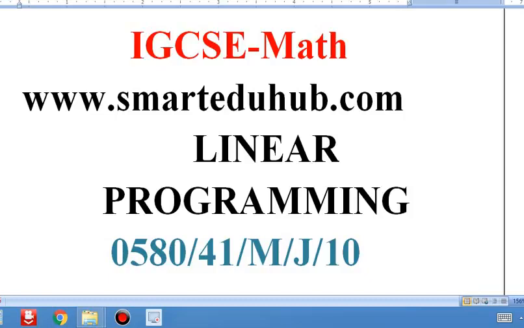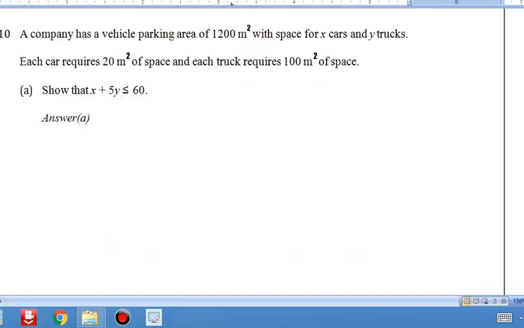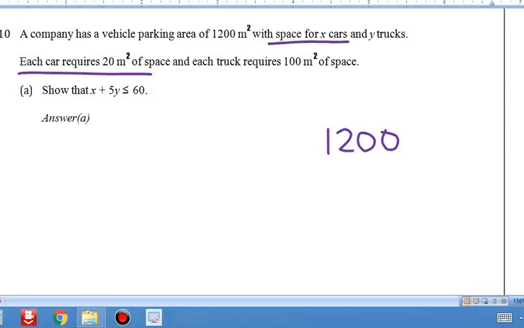This question on linear programming has been taken from May 2010, paper 4-1, paper code 0580. As mentioned in the question, the total available parking area is equal to 1200. Also, each car occupies 20 meter squares of the space and there are x cars. So therefore, x cars will occupy 20x meter squares of space.